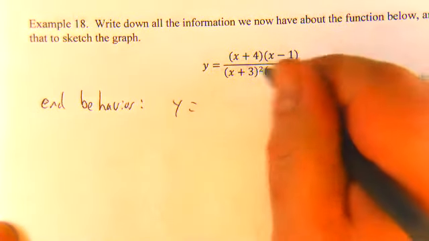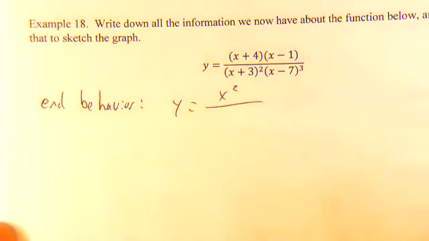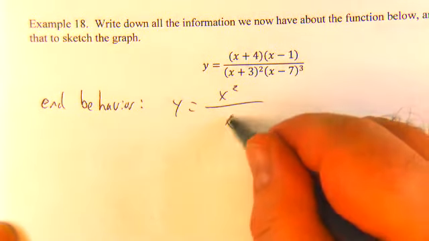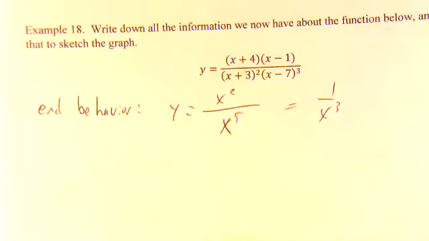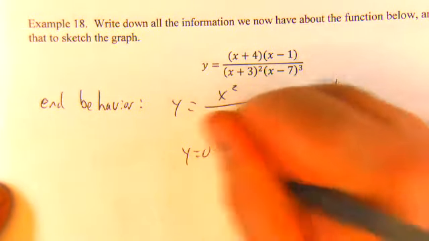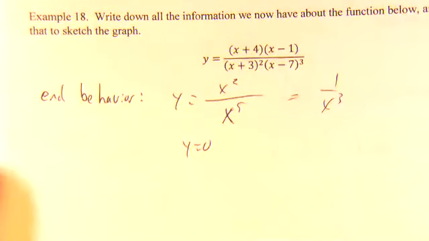y equals x squared over x to the 5th, 1 over x cubed. So that means my end behavior is going to be the x-axis.